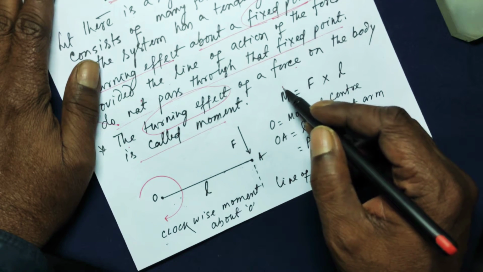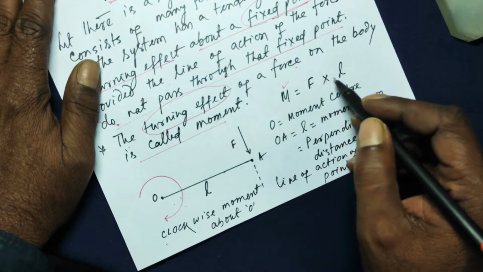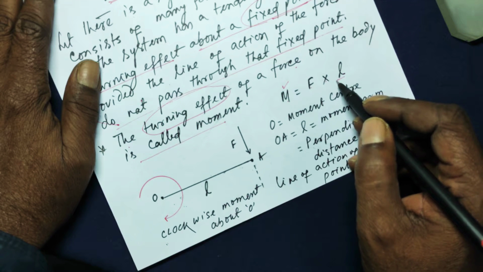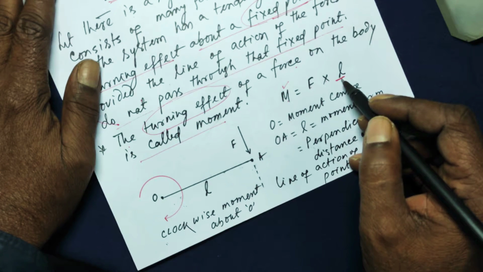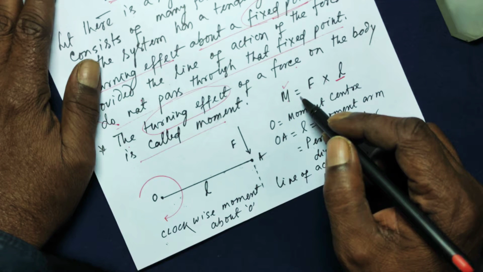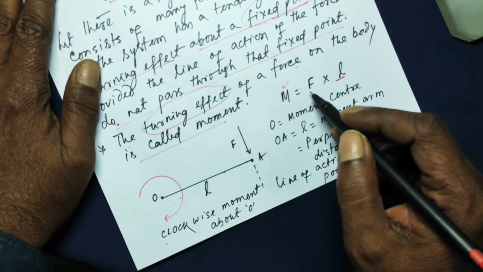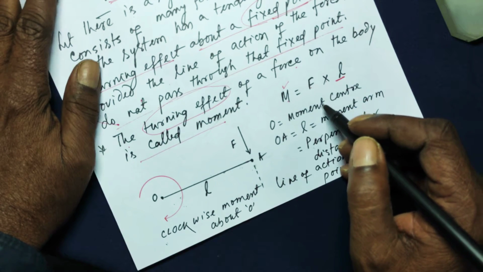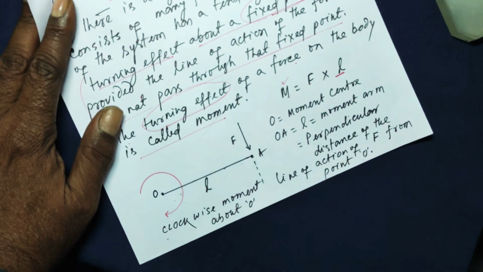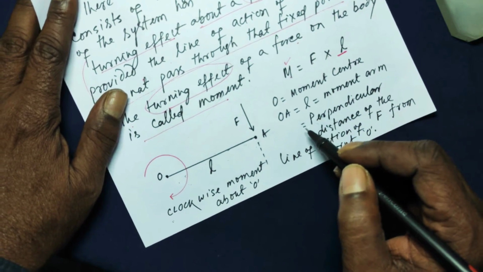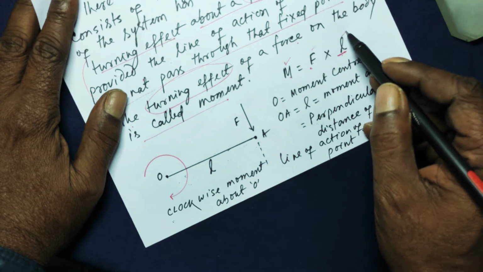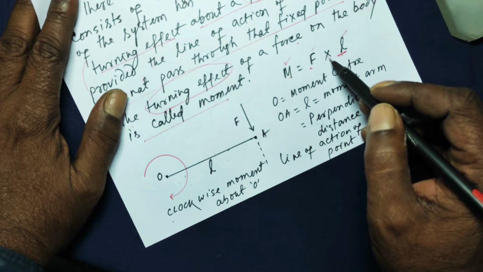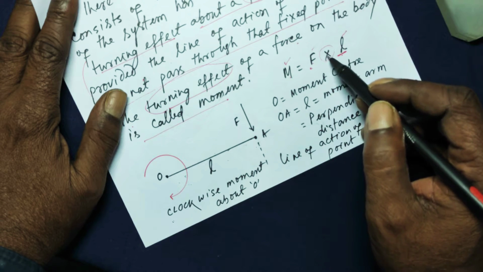And it is represented as M and is the product of force and the length, where the length is the perpendicular distance from the point to the line of action of the force. I will be explaining here. Now look at this. Why am I using the word product? Because these two are not two numbers, so I am using the word product, and the symbol is this cross, multiplication.